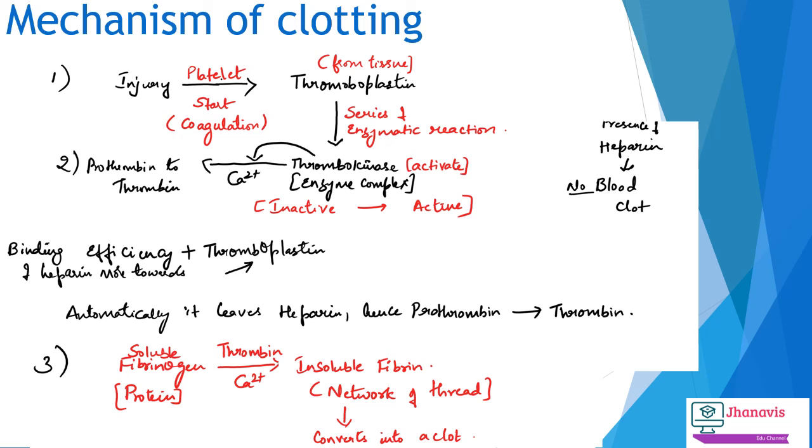See, first is the injured cell producing thromboplastin. Second is the conversion of prothrombin to thrombin, where heparin, the anticoagulating agent, plays a very important role in the presence of calcium and thrombokinase. Third is the conversion of soluble fibrinogen into insoluble fibrin, where a network of threads is produced, which converts itself into a clot with the help of the factor thrombin and also the calcium ions. So with this we can easily understand that calcium plays a very important role in bringing about the clotting mechanism with the other different factors.